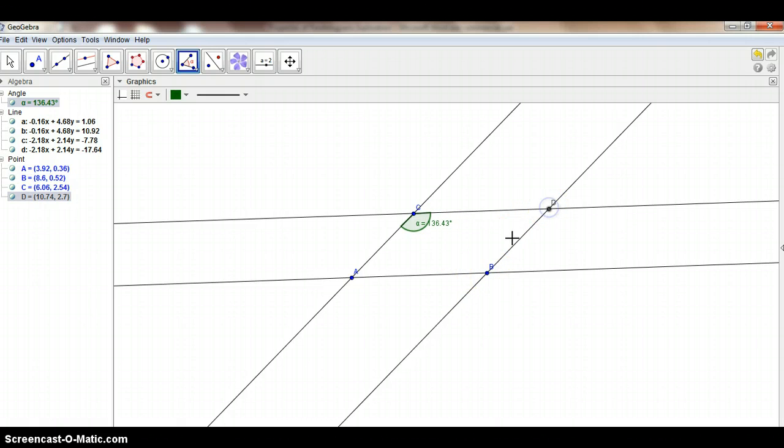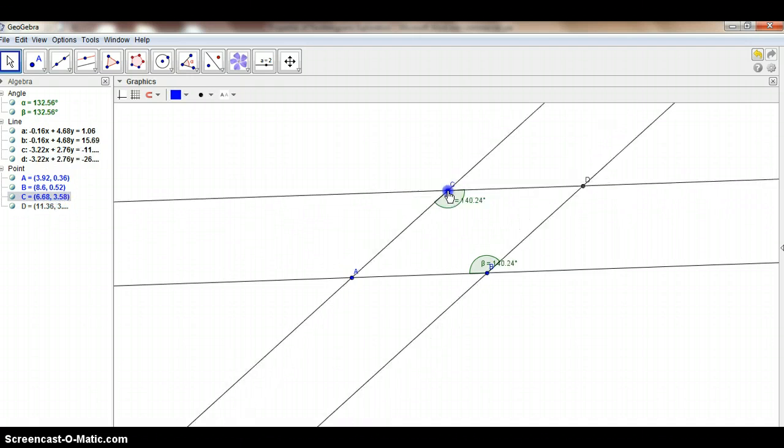So I'm going to select D because it's to a side, select B because it's in the middle, select A because it's to the other side, and there we go. So notice what you see about your opposite angles. You can go ahead and grab the move tool, and you can drag this parallelogram around and make it any size that you would like.